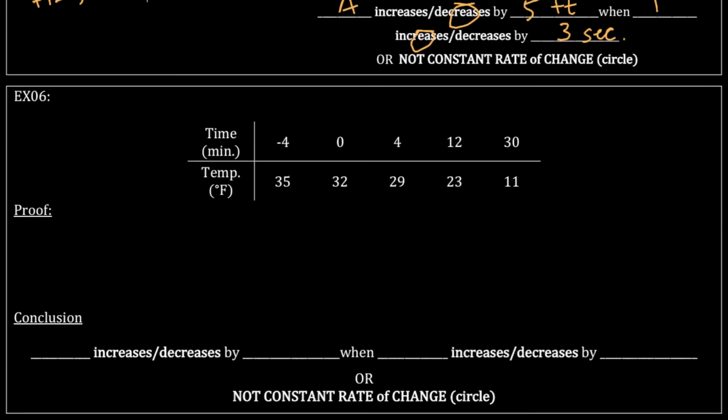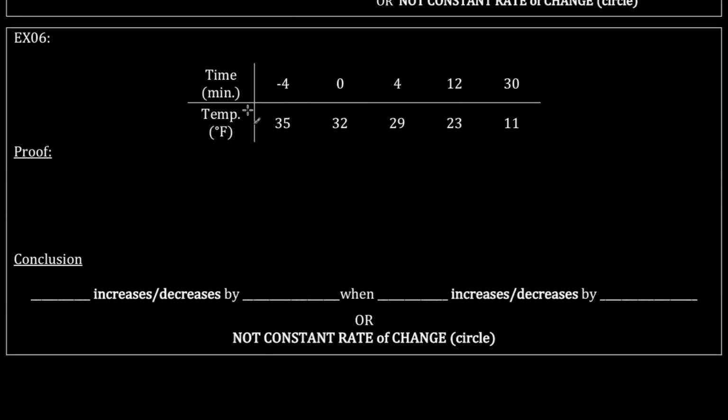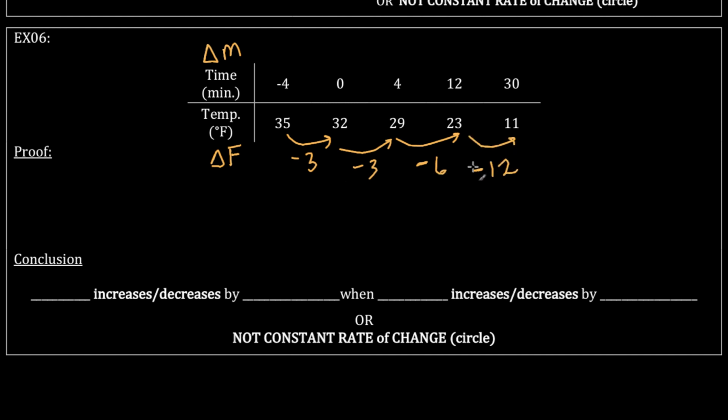And our last one. So we have time and temperature. So this would be, I guess, change in Fahrenheit, because the temperature, there's two T's, and this can be the change in minutes, I guess. So this is minus 3, minus 3, minus 6, minus 12. So not necessarily bad. They're all multiples of 3, so it seems like it might be good.